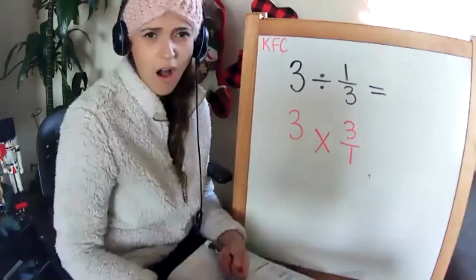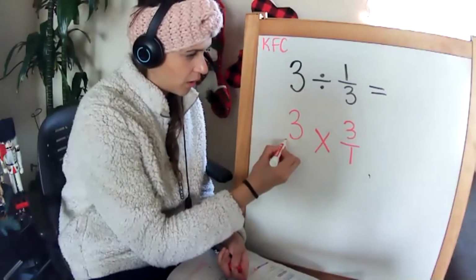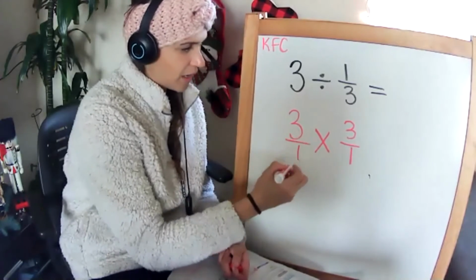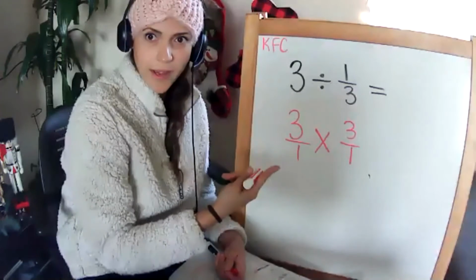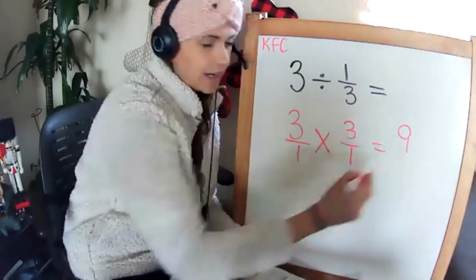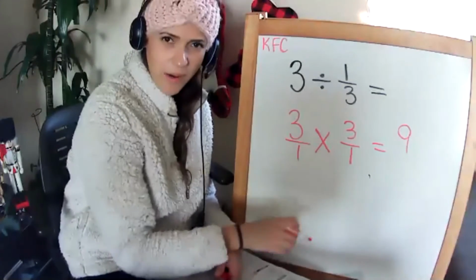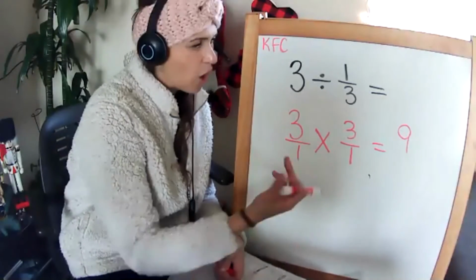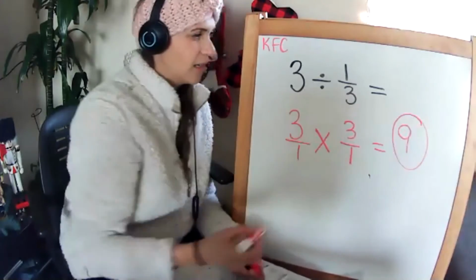Multiplication. This should be easy because whenever I have a whole number, I put it over 1. Guess what? I'm going to get a whole number as an answer. 3 times 3 equals 9. Do I need to even write 1 times 1? No, because I already know 9 over 1 is going to be 9. So my answer is 9.